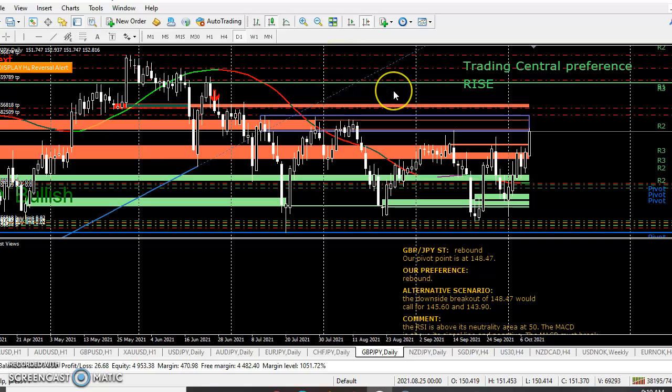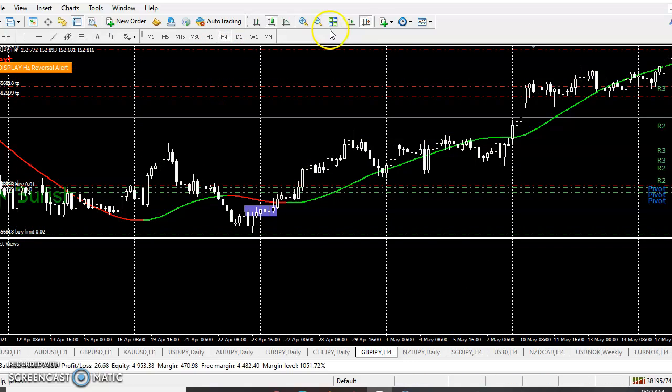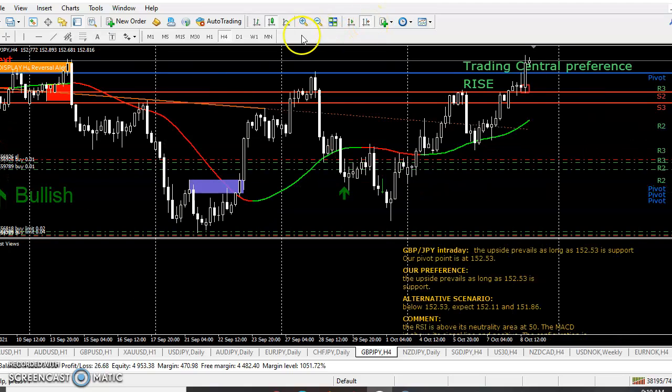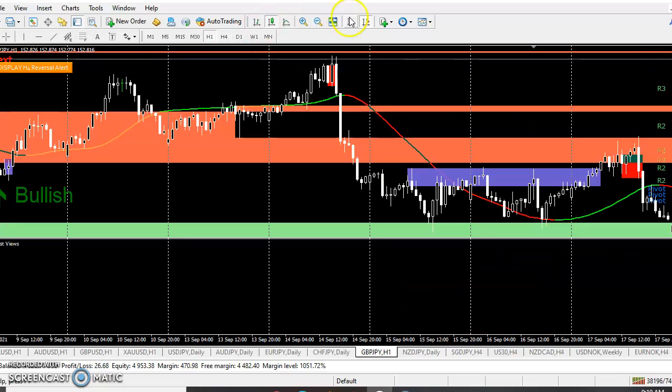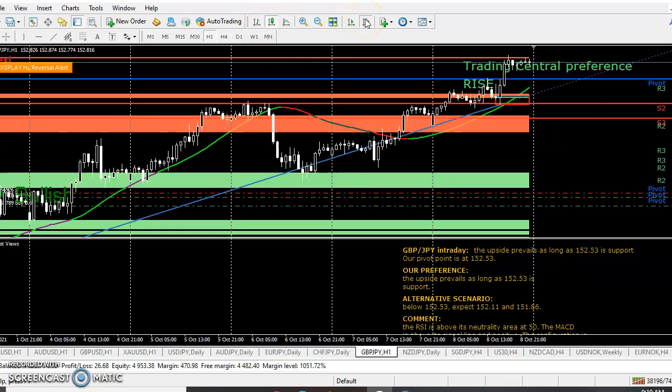Currently in a buy for GJ. Going towards 153, 154.8. And steadily rising. We may get a pullback, but the 4 hour is bullish for the rise, and so is the 1 hour. So we're waiting on TP for the GJ.